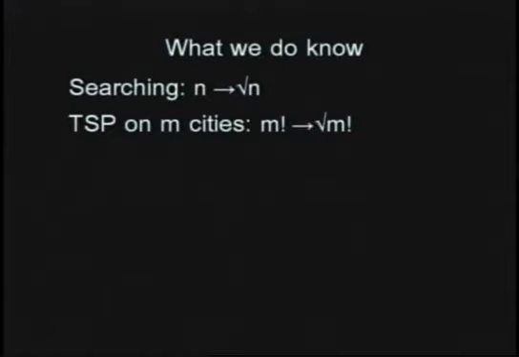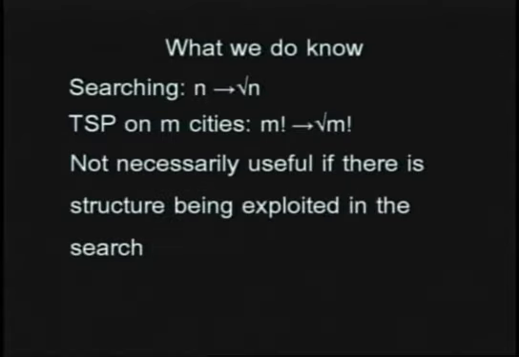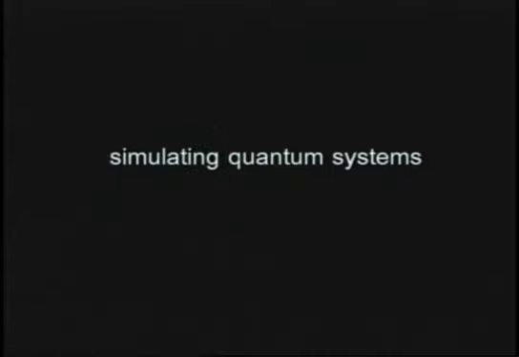Just to give you some idea of how one might use this in practice, if you had a travelling salesman problem on m cities, so you wanted to search all of the different city routes, m factorial routes, you could do it in time roughly the square root of m factorial instead of having to search all of them. Now, unfortunately, this is not necessarily useful if there is structure which can be exploited in the search, and that's certainly the case for travelling salesmen. There are smarter ways of doing it than simply searching every single possibility.